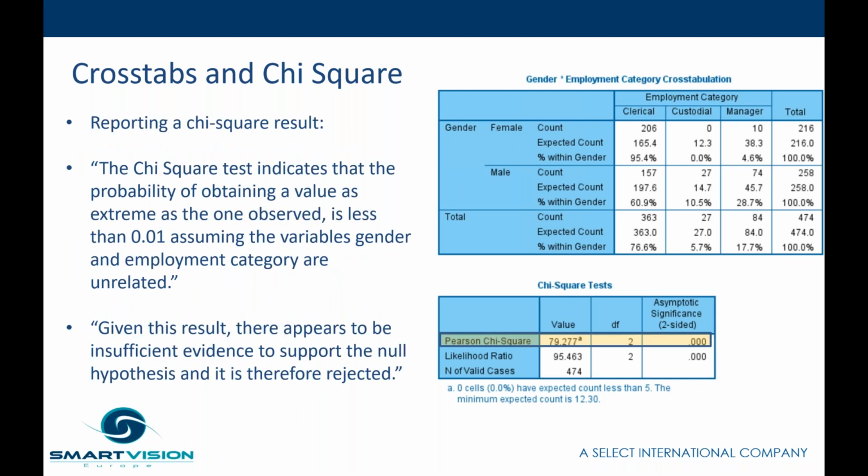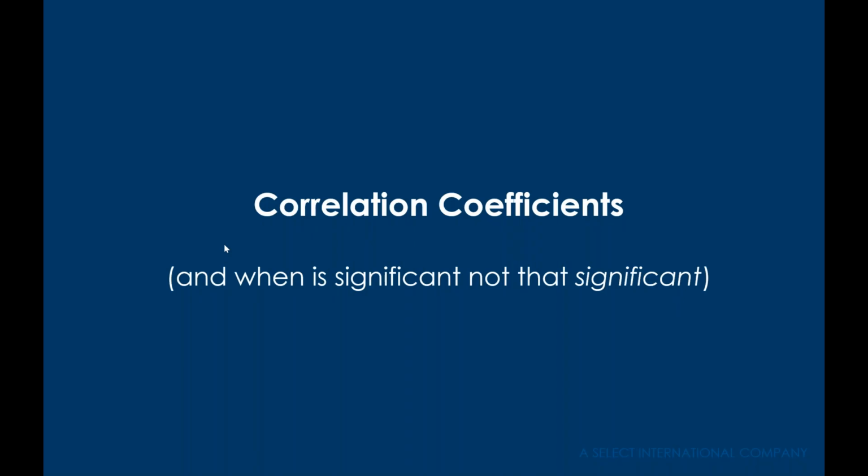So the form of words we're using is: the chi-square test indicates that the probability of obtaining a value as extreme as the one observed is less than 0.01, assuming the variables gender and employment category are unrelated. Given this result, there appears to be insufficient evidence to support the null hypothesis, and it is therefore rejected. Those are the magic form of words that you use that correctly interpret that significance test. So we're focused on the evidence. We're saying, how often would we get a value as big as that, assuming the null hypothesis is true?